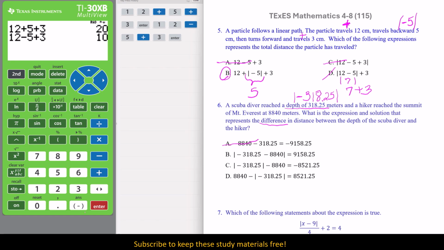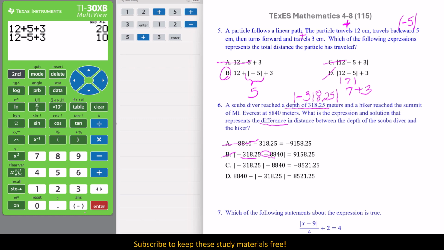Well, A can't be right because distance isn't negative. B, well, they are taking a negative distance and subtract or adding on another negative and making absolute value. Well, in all honesty, I disagree with B because of this negative here. I don't like the way it's written. It doesn't represent the situation correctly. And what it gives us is the total distance from the hiker to where the diver is at that point. Well, that doesn't represent what they asked.